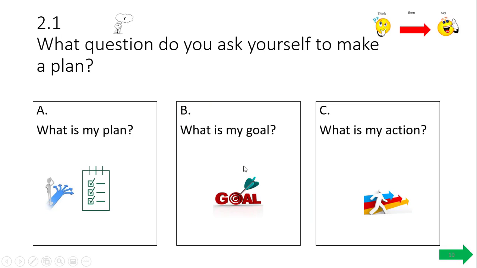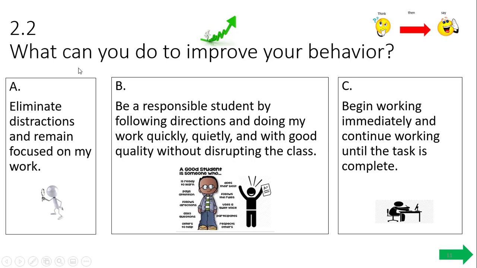And remember your symbol. What question do you ask yourself to make a plan? Isaiah, is it A, what is my plan? B, what is my goal? Or C, what is my action? Think about your answer and make your selection now. Pointing to A. A is the correct answer. Remember those symbols that have to do with making a plan, right? Perfect.